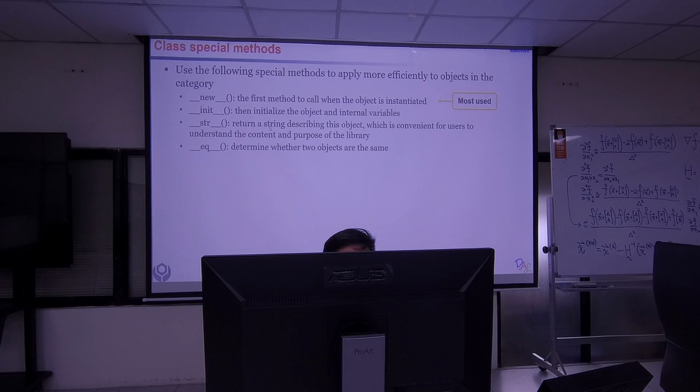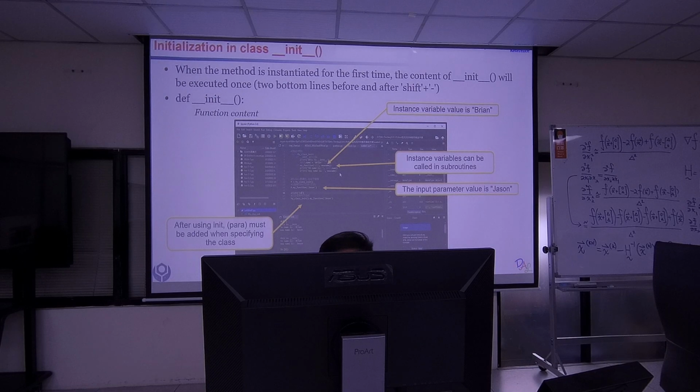Okay, string returns a string to describe the object. So if you want to have some information that is described by a string, you can use this. Okay, so this one will tell you whether 2 objects are the same. Okay, I don't use this one too often. Anyway, let's take a look at this one.